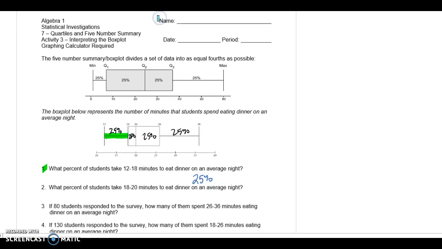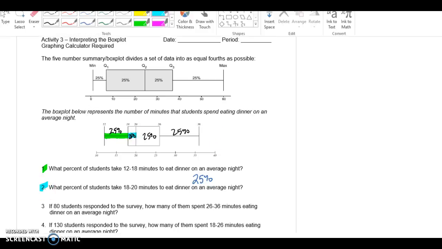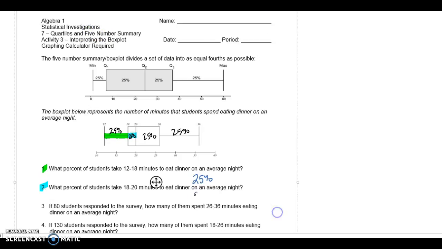Question 2 says, what percent of students take between 18 and 20? So again, one piece right there, 25%. 3 is a little different because now they're saying there are 80 student survey. We know how many people responded to the survey. How many of them, not percent, but how many of them spend between 26 and 36 minutes? So if I highlight that, the 26 to 36 minutes, that's one piece, that's 25% again.